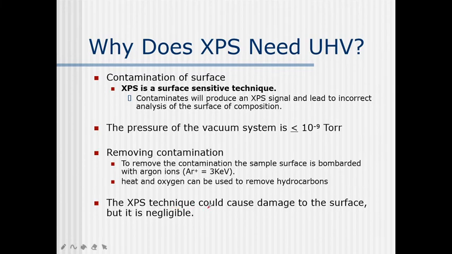The XPS technique could cause damage to the surface. Definitely this will cause some damage to that metal surface, but it is very much negligible. Now we may ask why we want to understand these core electrons, or why we want to understand the surface. Metal surfaces are studied to understand the periodic table properties. We know that this is the binding energy. We know that this is the ionization energy. To understand these periodic table properties, XPS is a proper technique to understand the ionization energies and binding energies.